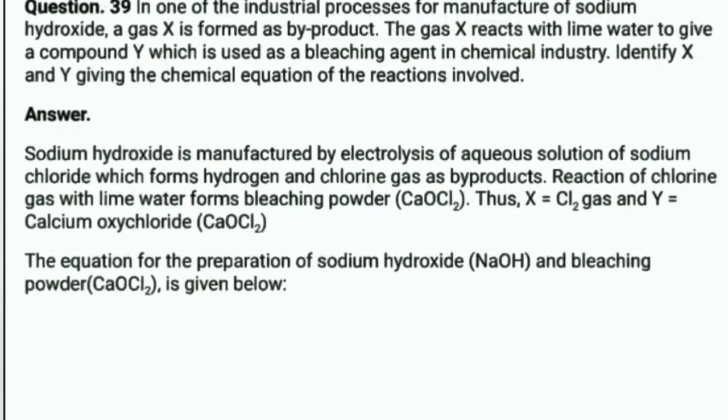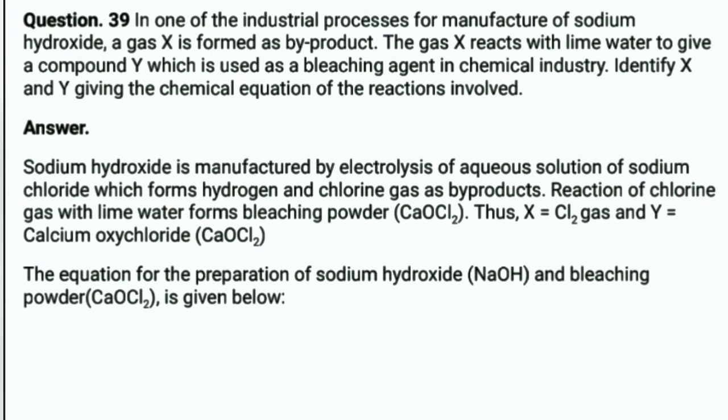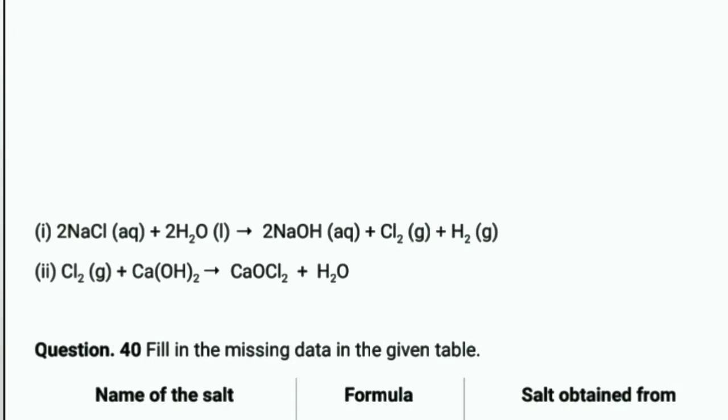Sodium hydroxide is manufactured by electrolysis of aqueous solution of sodium chloride, which forms hydrogen and chlorine gas as byproducts. Reaction of chlorine gas with lime water forms bleaching powder, CaOCl2. Thus X equals Cl2 gas and Y equals calcium oxychloride, CaOCl2. The equation for the preparation of sodium hydroxide NaOH and bleaching powder is given below.